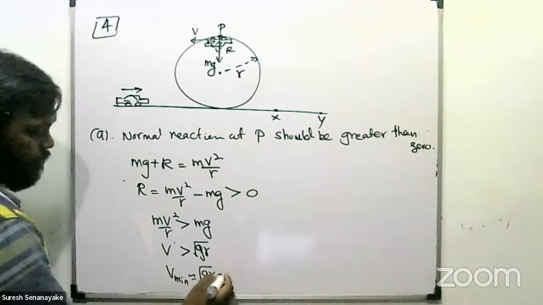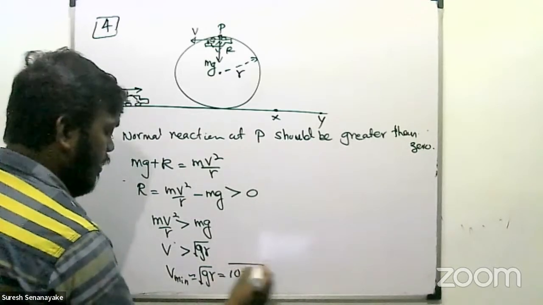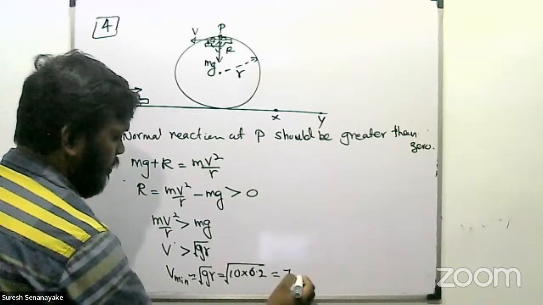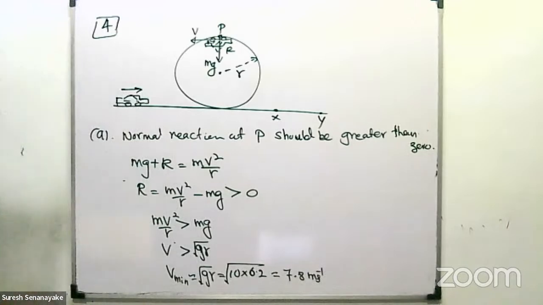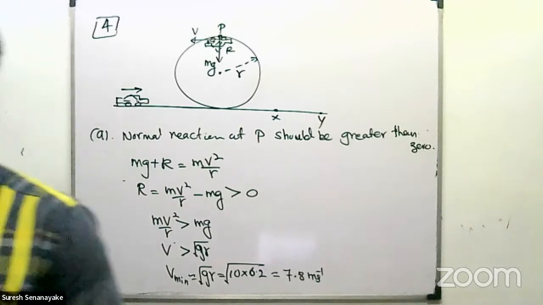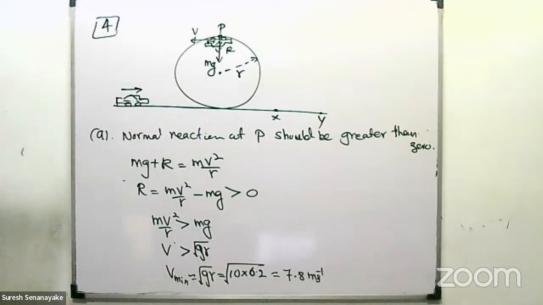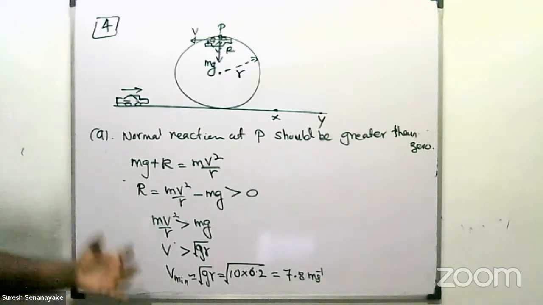And g is 10 and r is 6.2. That is the square root of 62, approximately 7.8 meters per second. They ask you to find that minimum value. If the speed is less than this one, you cannot move to this point. That's the way you need to write it in the exam also.